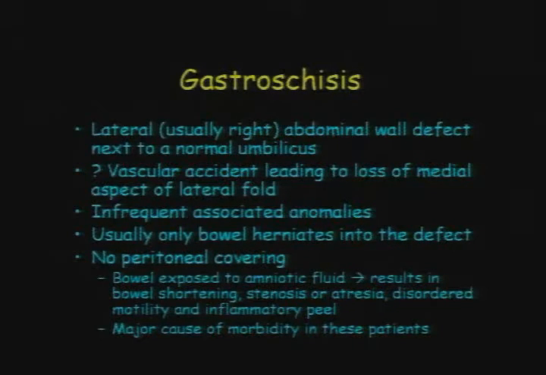Gastroschisis is usually a lateral fold defect on the right, and it's thought to be probably a vascular insult. There are infrequent associated abnormalities, and it's usually only bowel in the defect. There's no peritoneal covering, and because of that, the bowel is hanging out in amniotic fluid, and that results in a real inflammatory response, and you'll get bowel shortening, and it'll clump together, and there'll be like this big, thick inflammatory peel that can cause problems for the infant after birth.